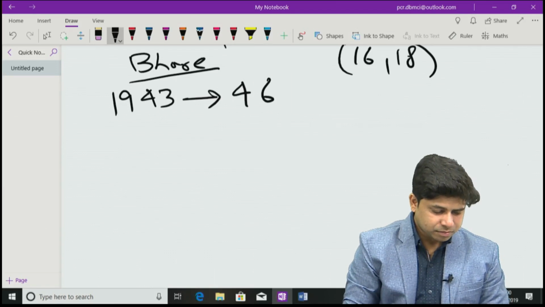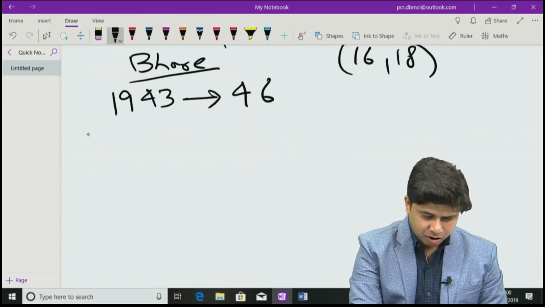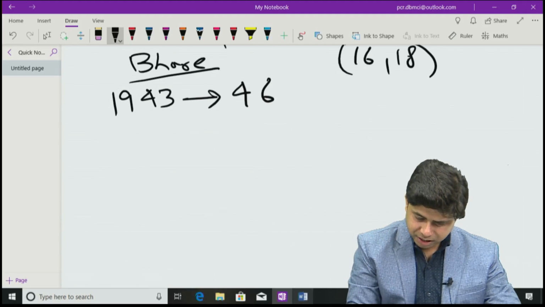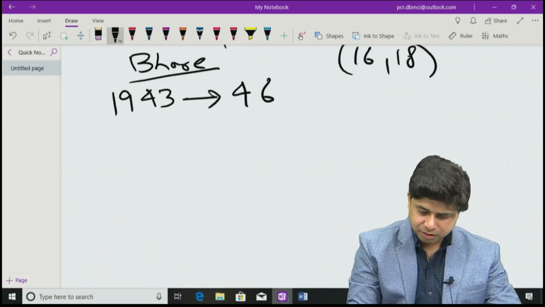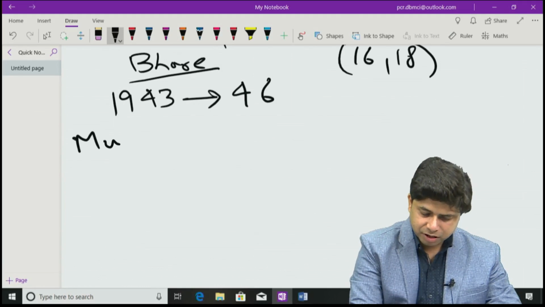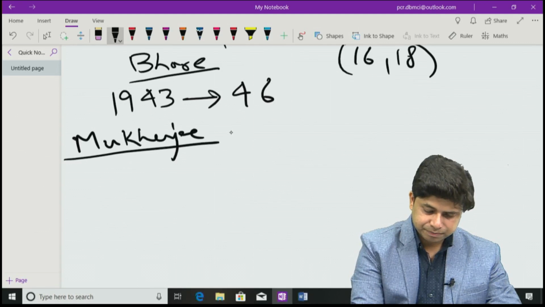Let's go to the other options. The other options are Mukherjee, Srivastava and Kartar Singh. So the Mukherjee committee, what was it? Mukherjee.